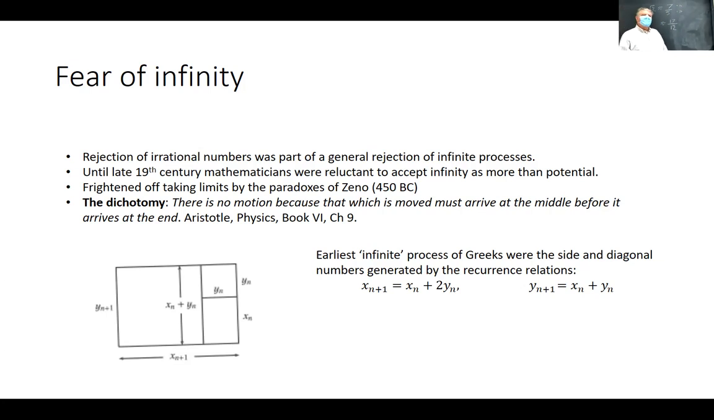We would be quite comfortable with this, thinking that the way we would write it is the limit as n approaches infinity of xn over yn is square root of 2. That we do some sort of infinite process, and at the end we obtain square root of 2. The Greeks would have been very nervous about that kind of statement. They were just thinking, no, we're just approximating square root of 2. We're just getting a better approximation. They're not actually thinking that they're going to get square root of 2.